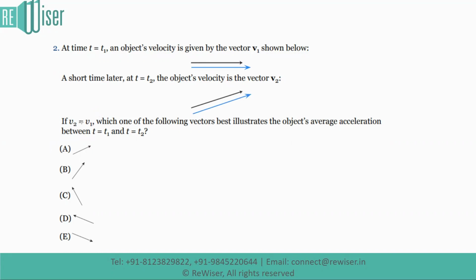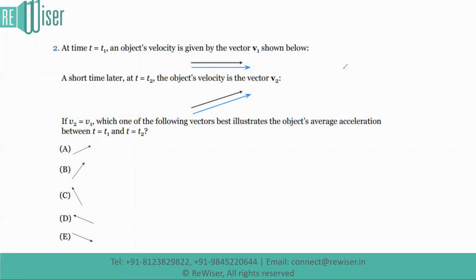Now, if v2 is equal to v1, we understand that the velocities are in fact having equal magnitudes, but only different directions. Which one of the following vectors best illustrates the object's average acceleration between t1 and t2?